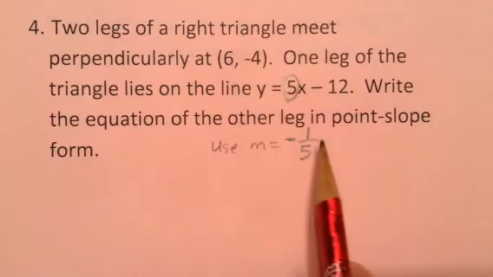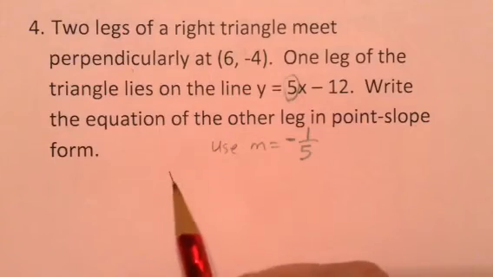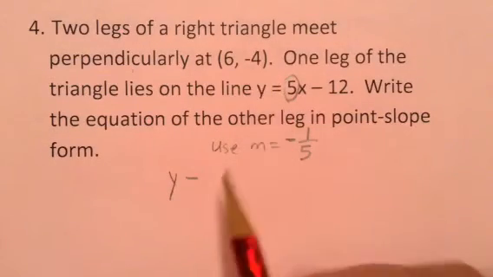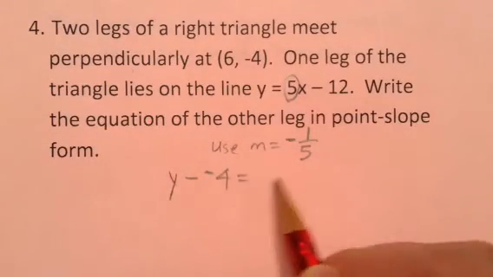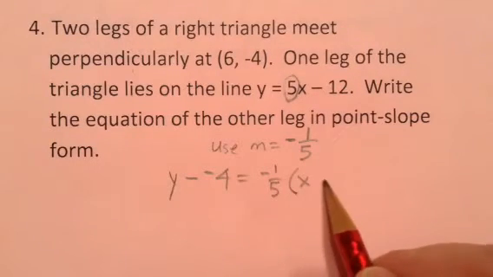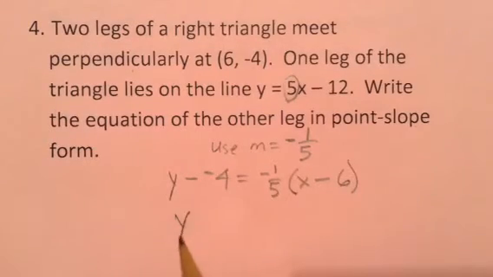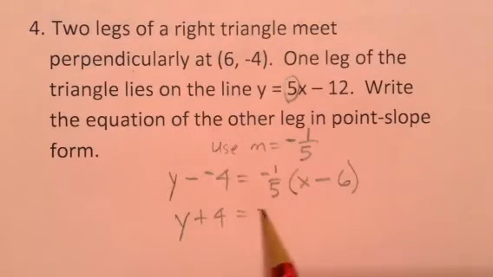We have our point. We have our new modified slope so that it's perpendicular. Y minus my y value of negative 4 is equal to my slope, negative 1/5 times quantity x minus 6. Clean up the double signs and we're done. This is point slope form.